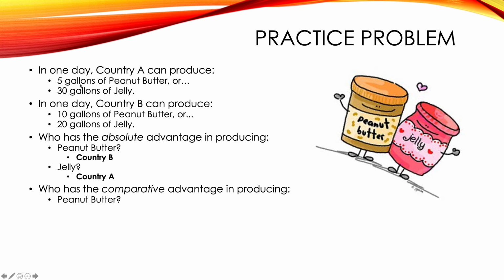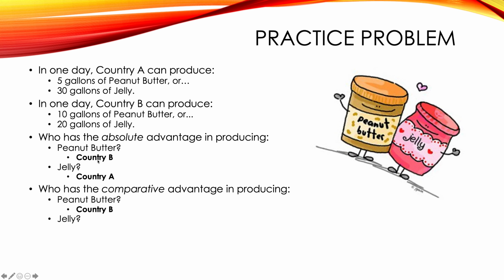So, what is country A's opportunity cost of producing a unit of peanut butter? Jelly goes over peanut butter, 30 over 5. 30 over 5 is 6. So the opportunity cost for country A is 6 gallons of jelly. For country B, jelly over peanut butter, 20 over 10 is 2. To produce a unit of peanut butter, country B's opportunity cost is only 2 gallons of jelly. So who has the lower opportunity cost of producing peanut butter? That would be definitely country B. They only have to give up 2 gallons of jelly instead of 6 gallons of jelly.